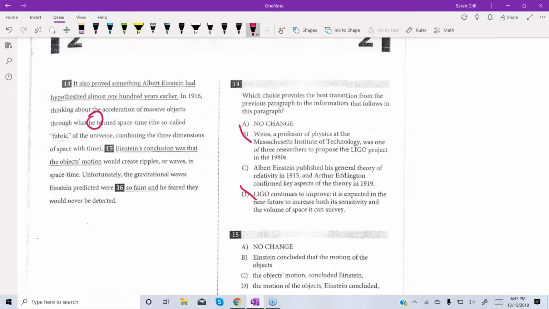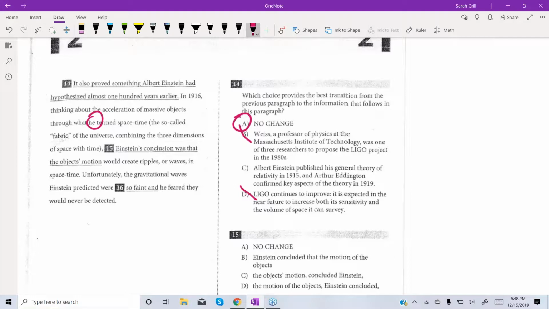Well, we still need to introduce this guy, Albert Einstein. So do we like, it also proves something Albert Einstein had hypothesized almost 100 years earlier? I think that's the best one because it leads from the last paragraph talking about the discovery of gravitational waves and into this next paragraph where they're talking about what he hypothesized 100 years earlier, which was this thing called space-time.